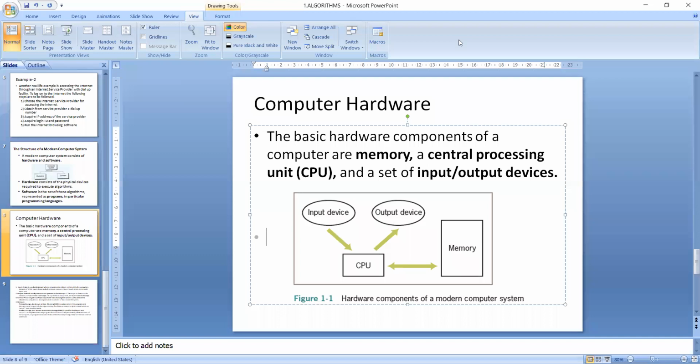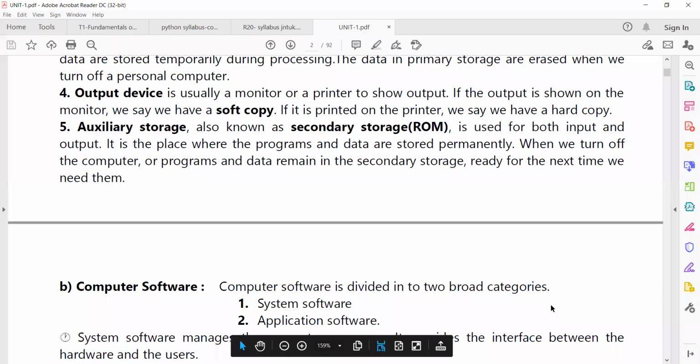Please wait a minute, I will share a PDF form. Okay, so see this one PDF form.